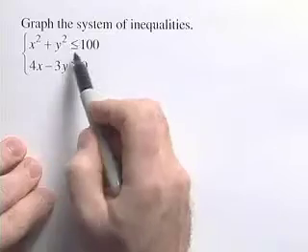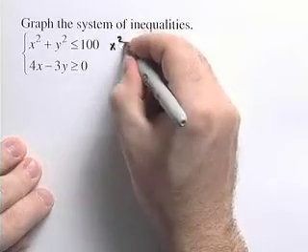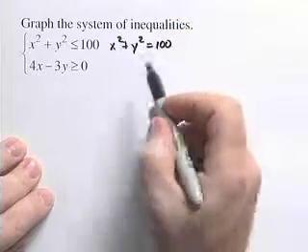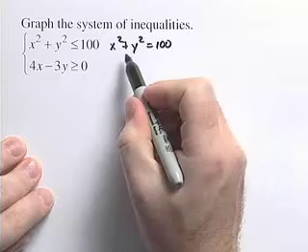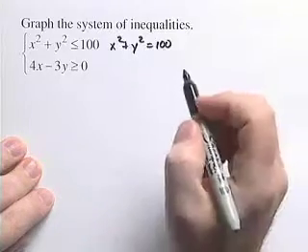See that the first inequality here, if we consider the equation x squared plus y squared equal to 100, is going to give us the graph of a circle. The center will be at the origin, and it'll have a radius of 10 because 10 squared is 100.